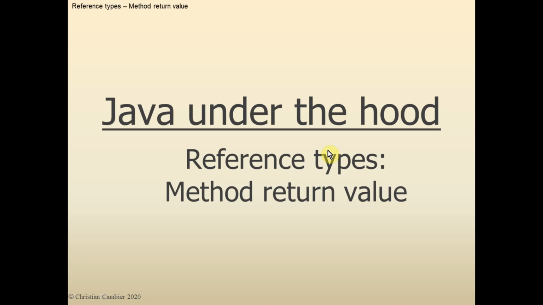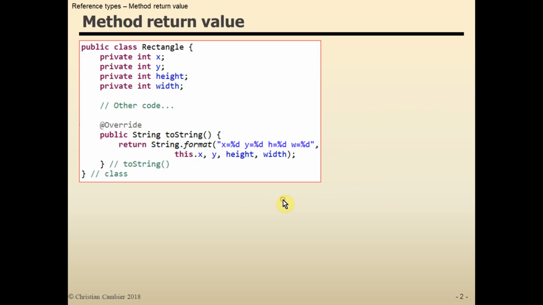In this demo, I will demonstrate what happens when a method returns the value of a reference type. I'll use the very commonly known toString method to illustrate this. Now, this demo uses the string class. If you want to know more about strings, have a look at some of my other videos.